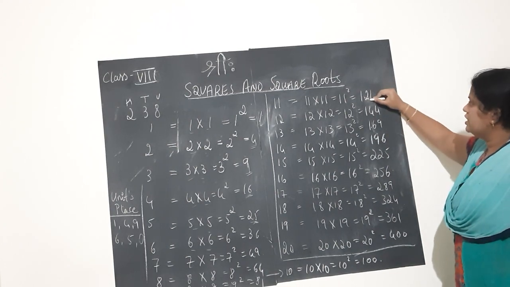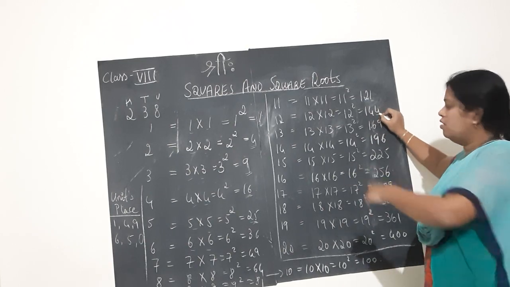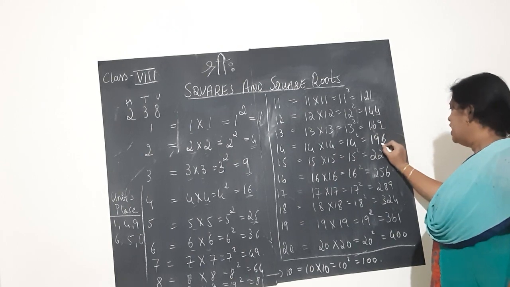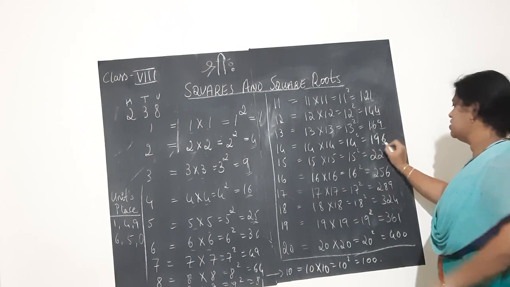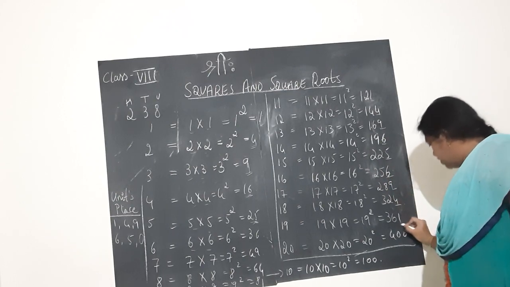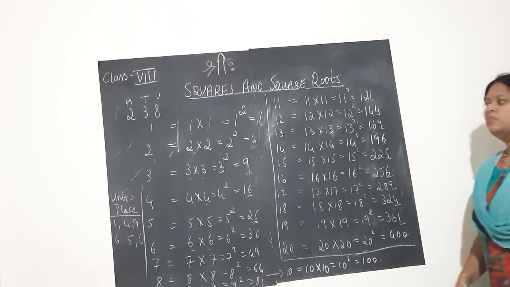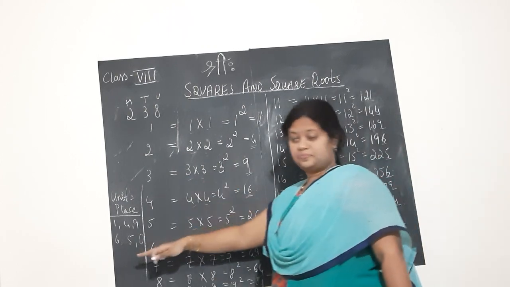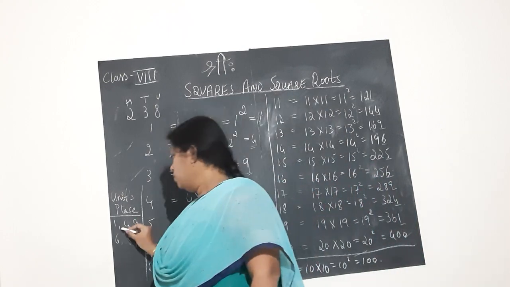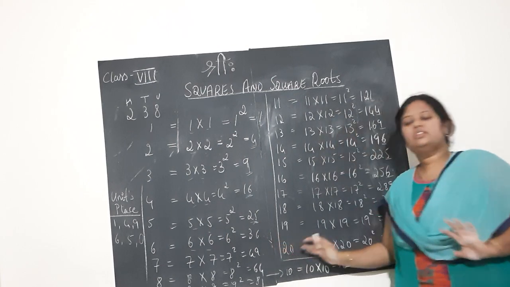Now 121, 1 is in the units place. It is already there. Next 144, only 4, already there. 169, only 9 in the units place, it is already there. Again 196, only 6 is in the units place, which is already there. 5 in the units place is already there. 6 is there, 9 is there, 4 is there, 1 is there, 0 is there. So till 20 I need not write any numbers. Why? I got all of them already. By the time I reach 10 square, isn't it, children? So now I have written all the numbers up to 20 square, children.